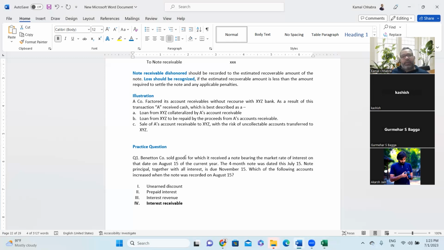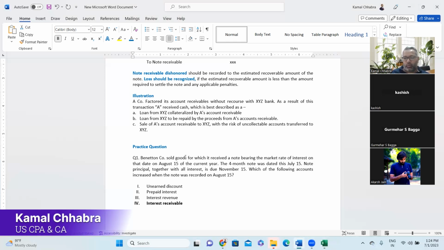What is the question? X company factor. What are they doing? Factoring of the account receivable without recourse. What is without recourse? That they are not assuming the responsibility. As a result of this transaction, A received the cash. Out of A, B, C, which point best describes this situation?